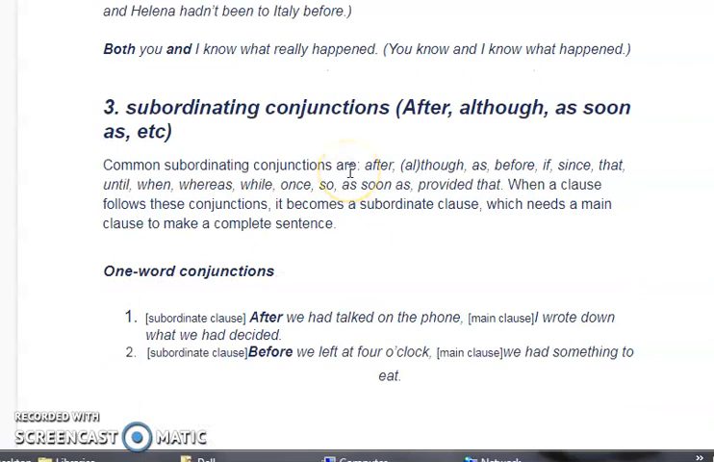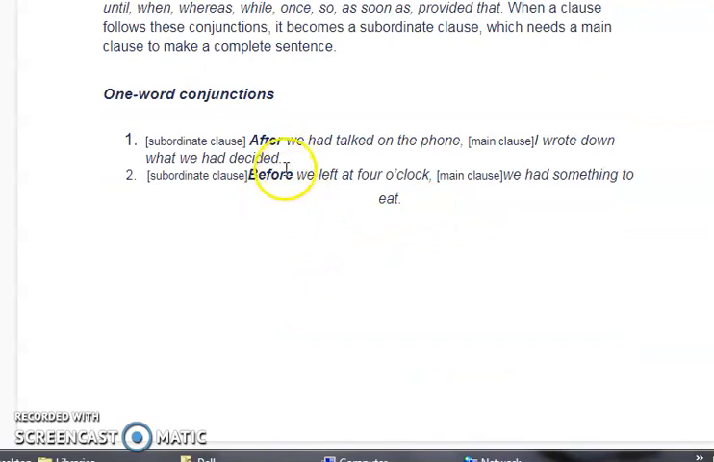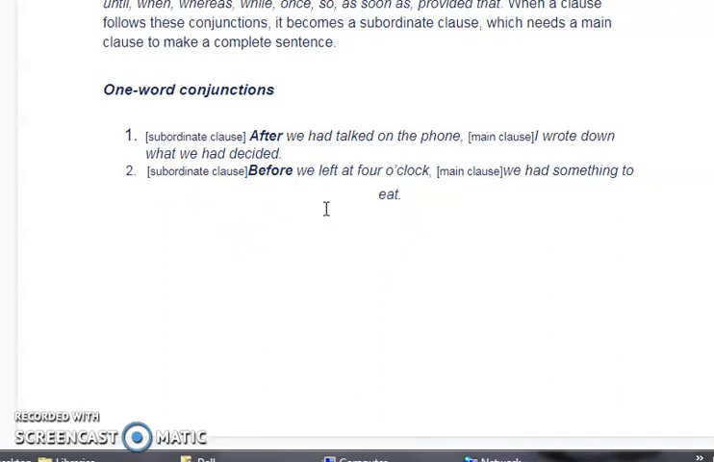Next, the third type is subordinating conjunctions, like after, although, as soon as. Actually, subordinating conjunctions are used to start a subordinate clause. A subordinate clause is a clause that needs another group of words or clause with it to complete the sentence. We mostly start the subordinate clause with conjunctions like after, although, as, before, if, since, that. One word conjunctions, for example, after and before. We have talked on the phone, wrote down what we had decided before we left. At 4 o'clock, we had something to eat.